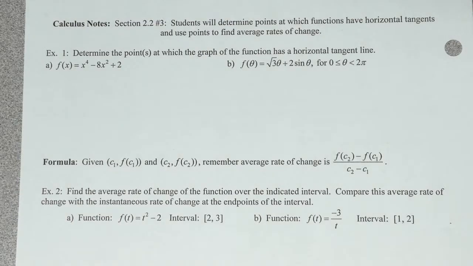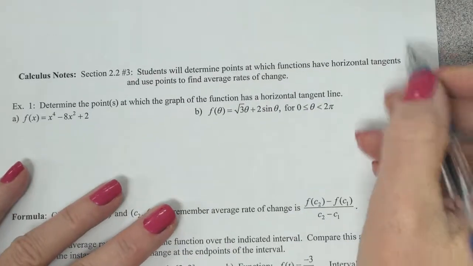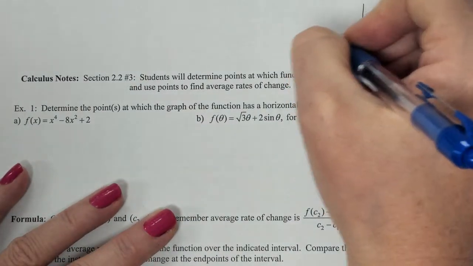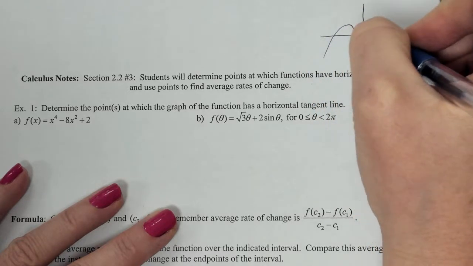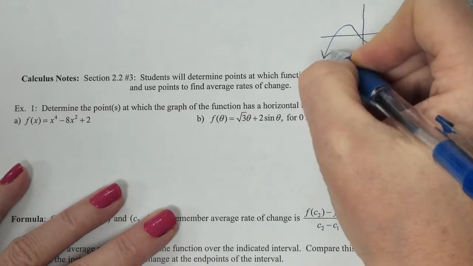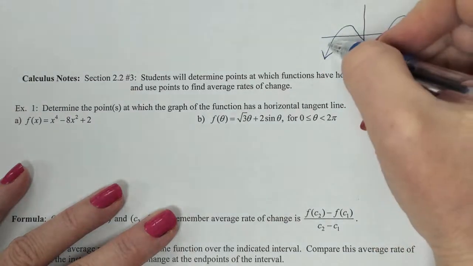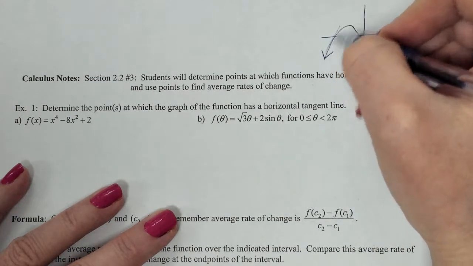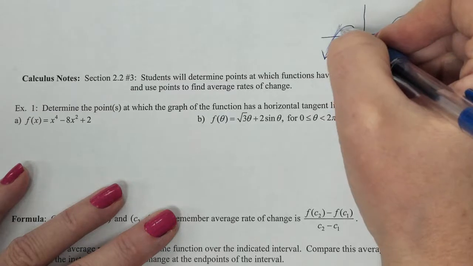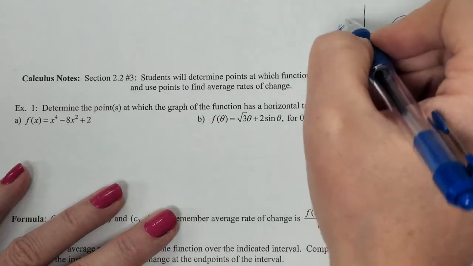Looking at the end of section 2.2, this has to do with determining the points at which functions have horizontal tangents, and also using points to find average rates of change. So let's look at just a function of any type. If I have a function that looks like this, the slope of this tangent line is positive. That might be like positive 3. The slope right here, that might be positive 1.